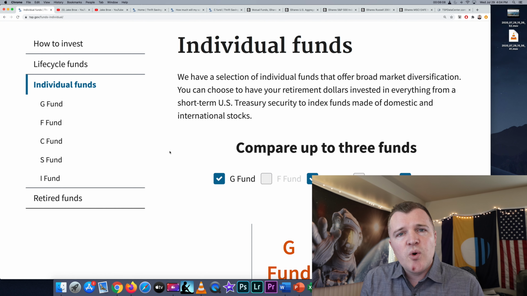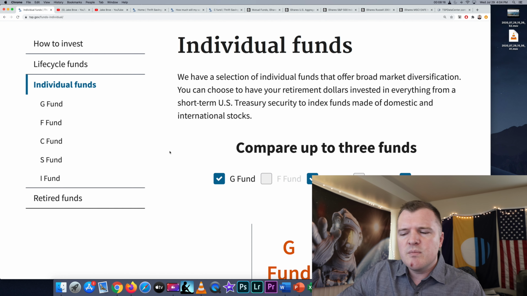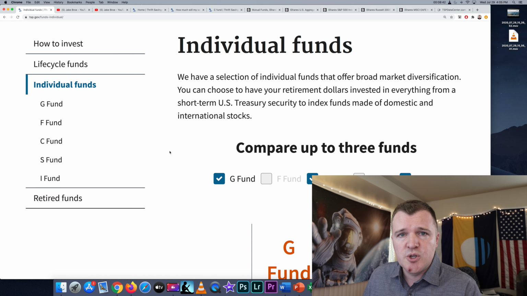The G stands for government bonds, and these are 10-year treasury notes. Now, we'll talk about the fund performance in a second, but government bonds, people will nickname it the guaranteed fund because they never go down. They don't earn you very much, but you will never lose money in the G fund. The F fund stands for fixed income, and this is corporate bonds. If you're in this index fund, then you own small fractions of the largest allocations of corporate and municipal debt in the country. C stands for Common Stock Index Fund, and this is the S&P 500 Index Fund.